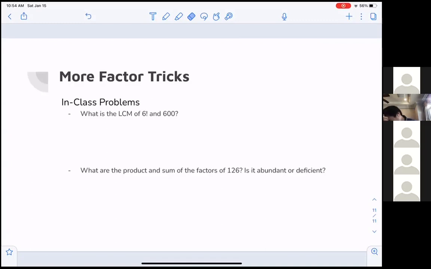Okay, so we have some more in-class problems. What's the LCM of 6 factorial and 600? And what are the product and sum of factors of 126? Is it abundant or deficient? Now we'll have you work on these.